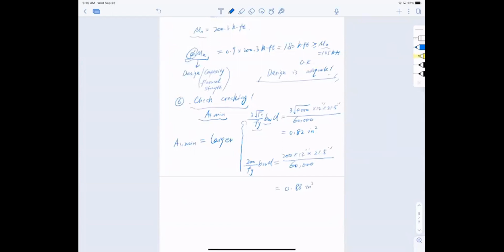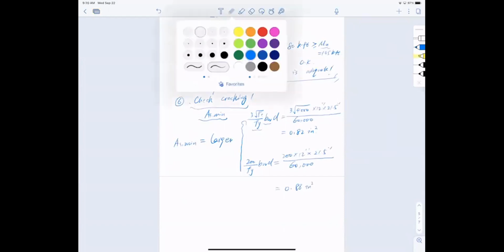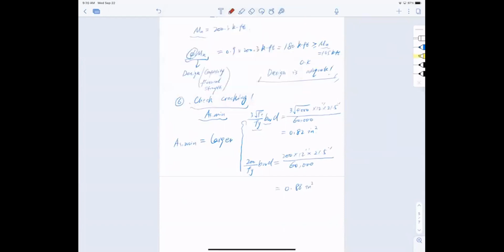So which one should I take? David, Mr. Breton. Hello, are you there? Good to hear from you. Which one should I take, 0.82 or 0.86? 0.82. Why? Because you want to take the lowest minimum. Why do I need to pick the lowest? Because it's the minimum, the larger amount.